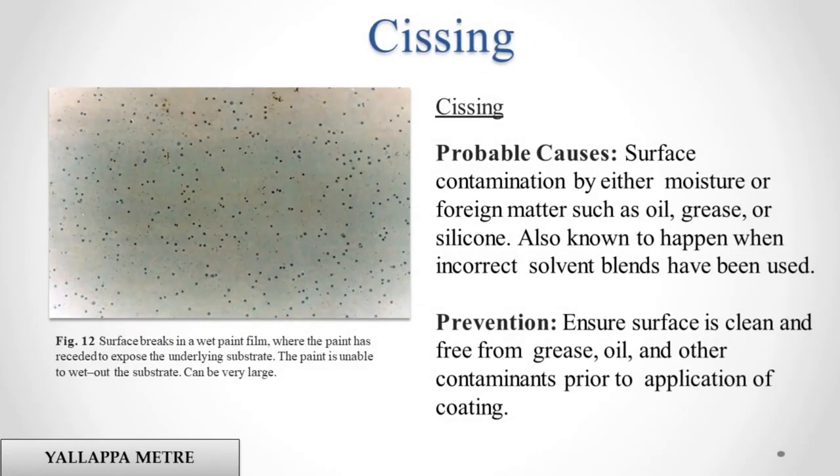Sissing. Probable causes: surface contamination by either moisture or foreign matter such as oil, grease, or silicone. Also known to happen when incorrect solvent blends have been used. Prevention: ensure surface is clean and free from grease, oil, and other contaminants prior to application of coating.